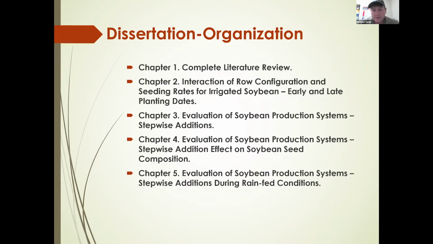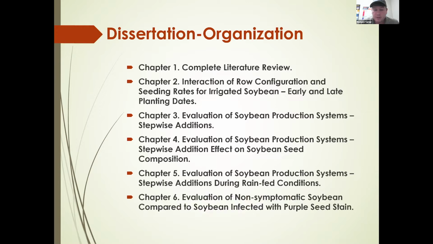Chapter 5 is kind of the same thing. It's a representation of chapter 3, but at a different location, and that different location was under rain-fed conditions, so it was not irrigated. And then chapter 6, we were looking at the differences in non-symptomatic soybean seed compared to infected soybean seed that had purple seed stain. But for this presentation, I will be mainly focusing on chapter 3 and chapter 5 data.